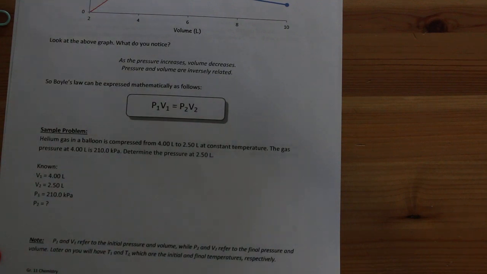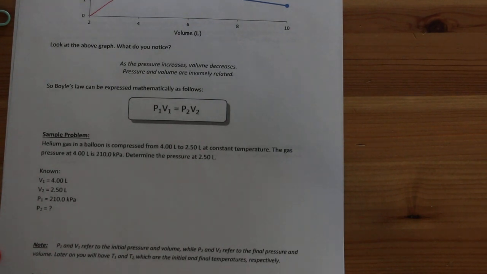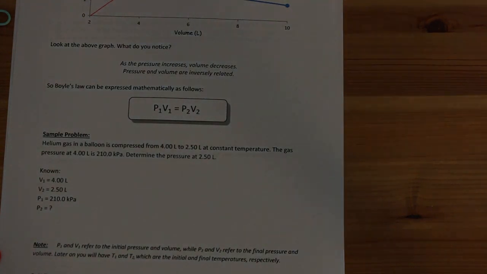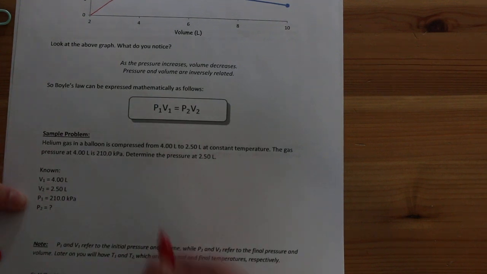So let's take a look at the sample problem on page 26. It says a helium gas in a balloon is compressed from 4 liters to 2.5 liters at constant pressure. The gas pressure at 4.0 liters is 210 kilopascals. Determine the pressure at 2.5 liters. So again, the first thing to do is write down your 4 variables and fill in their values from the question, which has already been done here.